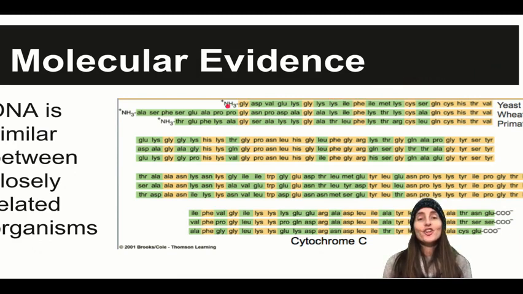So this is a chart of molecular evidence. It's telling you that there are three different species here: a yeast, which is in the kingdom Fungi, a wheat, which is in the kingdom Plantae, and a primate, which is in the kingdom Animalia. And it's showing you cytochrome C, which is a protein that is found in all three of these organisms, but is different. So we call that a highly conserved protein, one that is conserved throughout all of the different species.